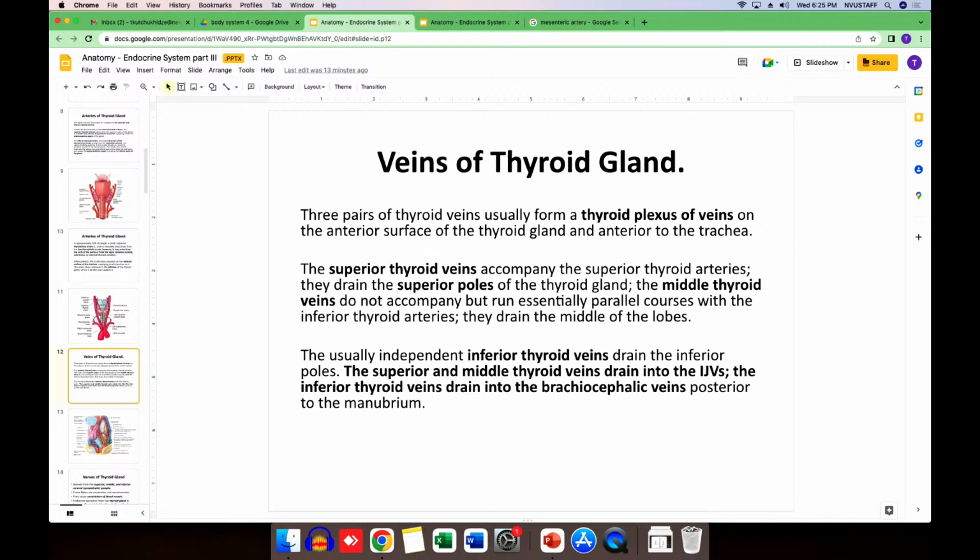And we also have inferior thyroid veins. They are independent and they drain the inferior poles. Superior and middle thyroid veins drain into the jugular vein, and inferior thyroid veins drain into the brachiocephalic vein posterior to the manubrium.